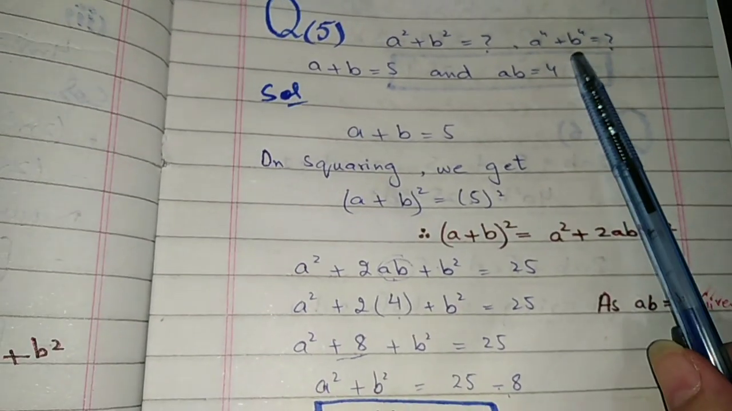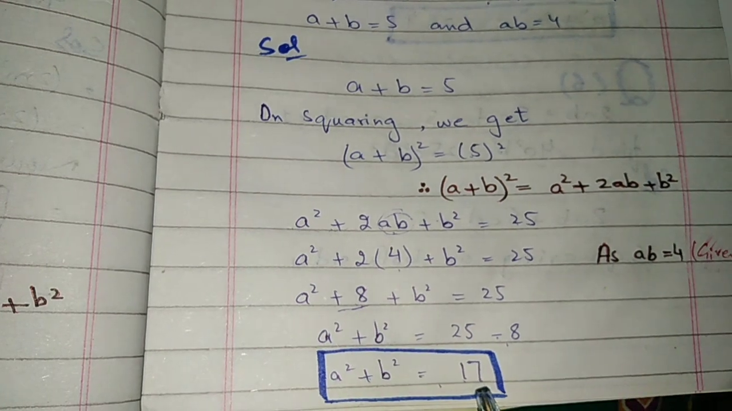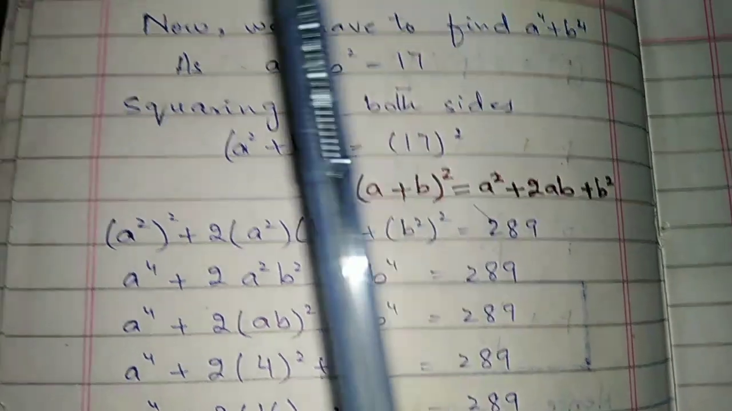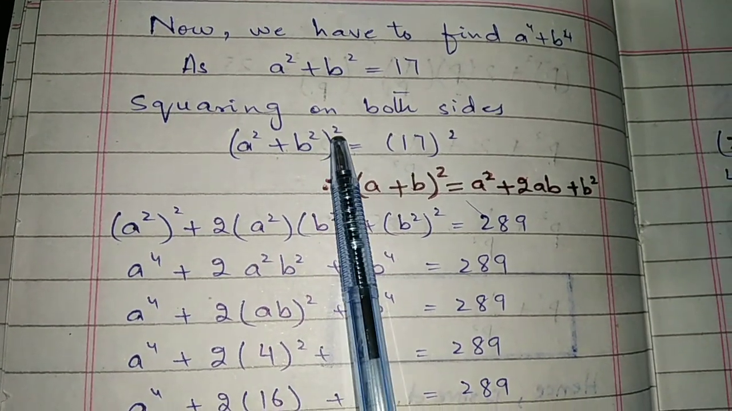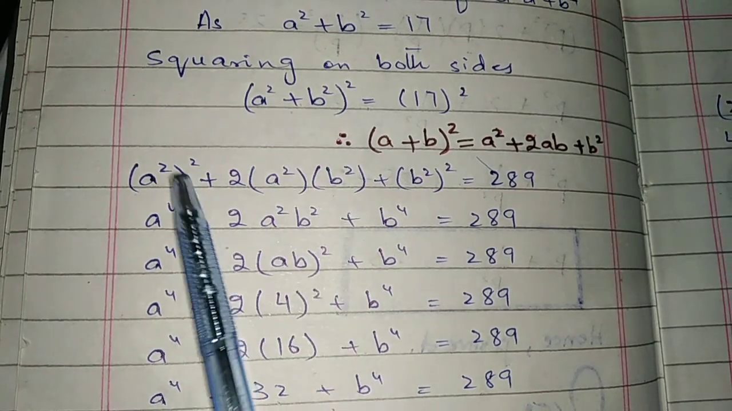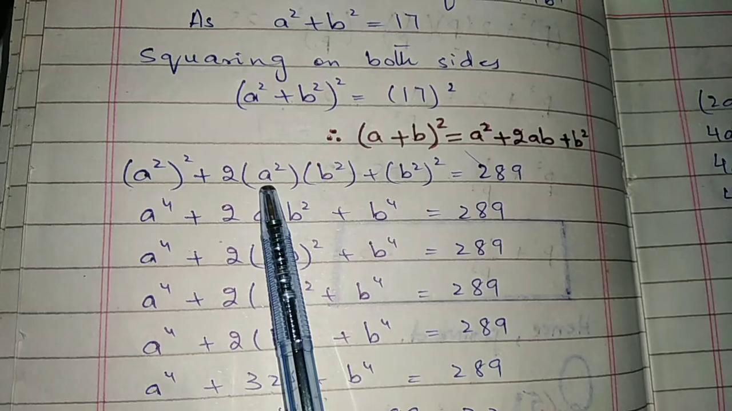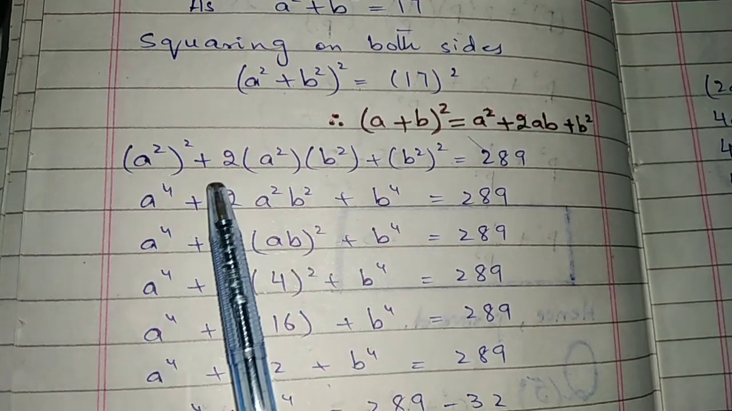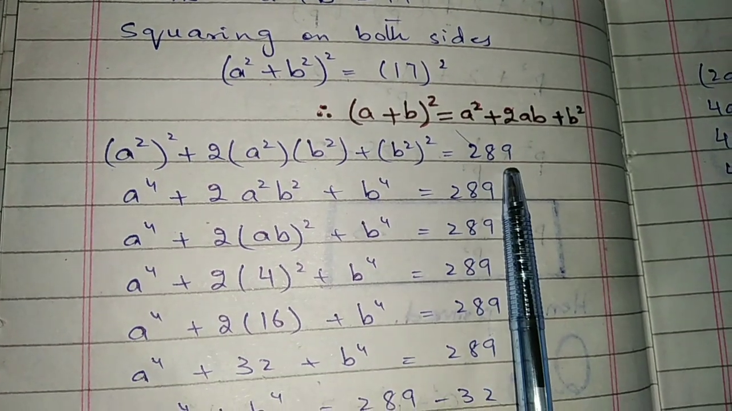Now we have to find the value of a power 4 plus b power 4. So simply we have to take the square on both sides. Now squaring on both sides, we get (a square plus b square) whole square is equal to 17 square. Now the same formula, a square plus b square plus 2, according to the formula, a square in the first bracket and b square in the second bracket. So we get 2a square b square. 17 square is equal to 289.